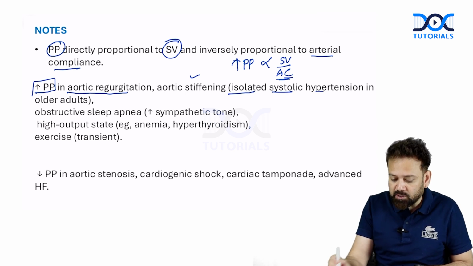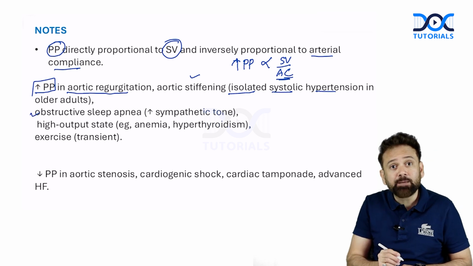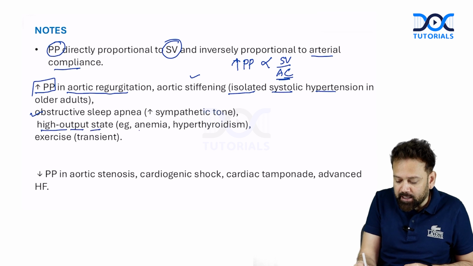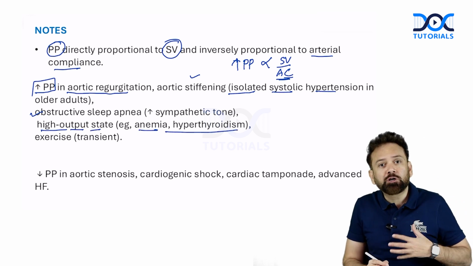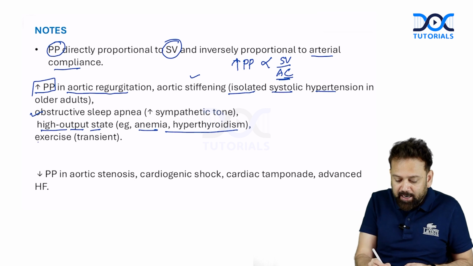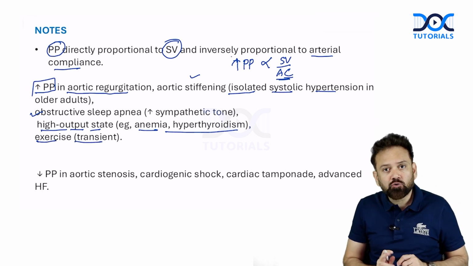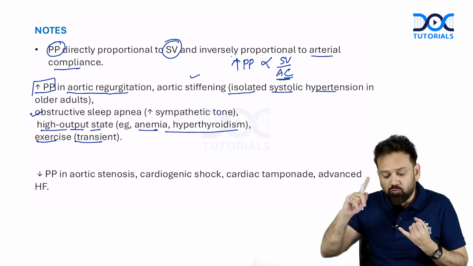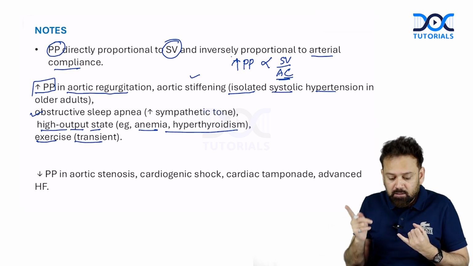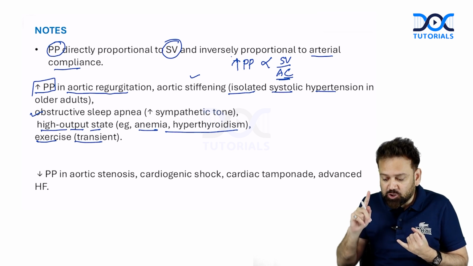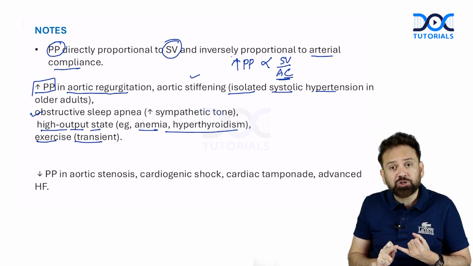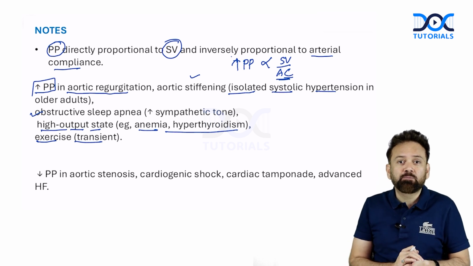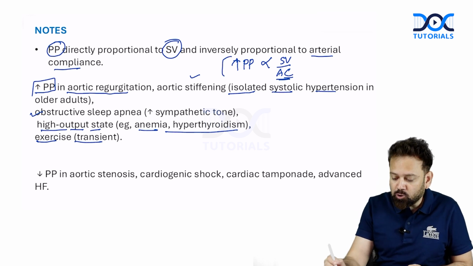Isolated systolic hypertension in the older adult. Obstructive sleep apnea will increase the sympathetic tone. High output state like anemia, hyperthyroid, they are going to increase stroke volume, so increase pulse pressure, and exercise will transiently increase pulse pressure. Once again, what are the conditions that are increasing pulse pressure? Aortic regurgitation because of stroke volume, aortic stiffening because of compliance, obstructive sleep apnea because of sympathetic tone, they will increase stroke volume, high output state like anemia, hyperthyroid, these all will have increased pulse pressure. So if you know this formula, you can know all these options.